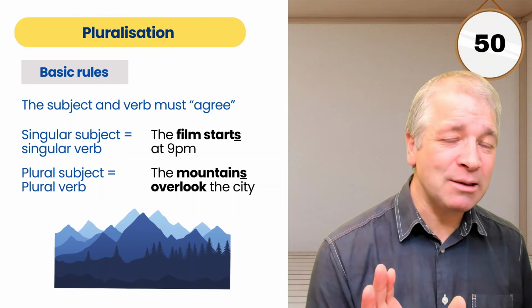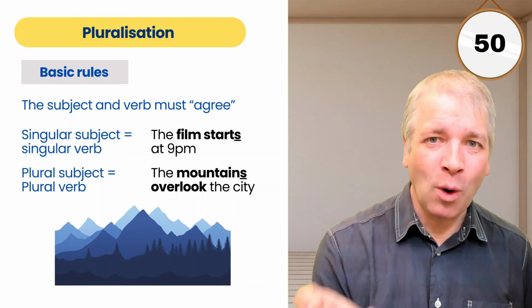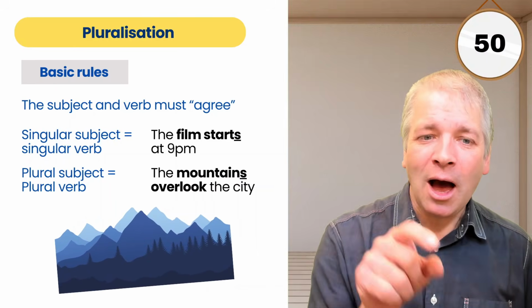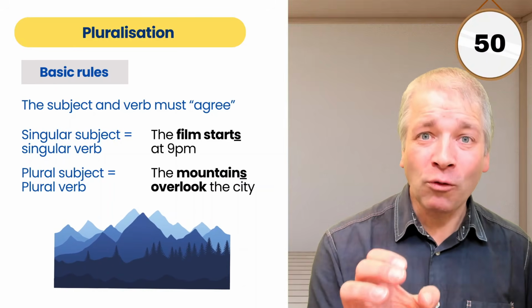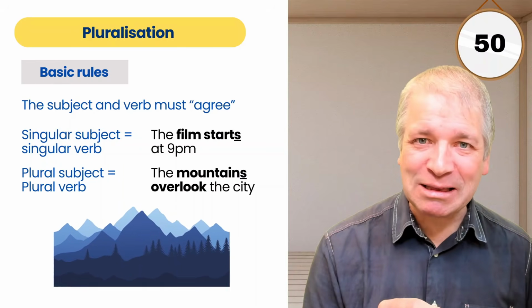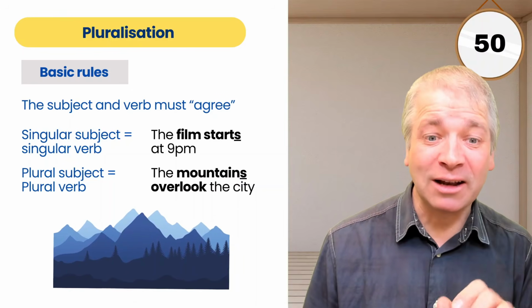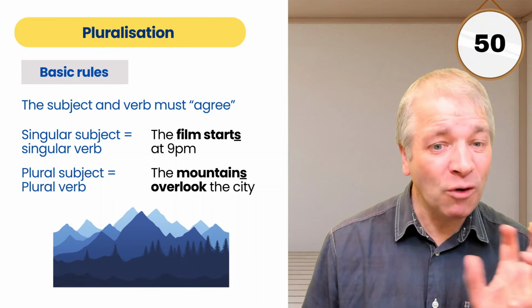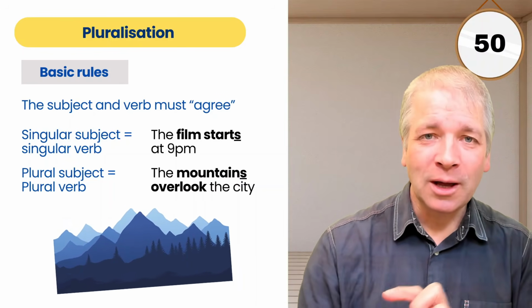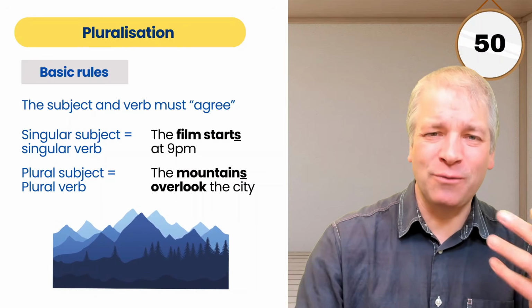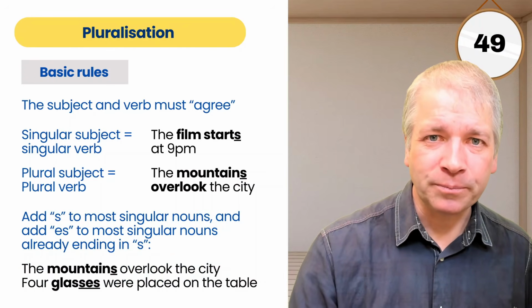But mountains is more than one. There's more than one mountain in the picture here. Overlook is the plural form of the verb. It doesn't have the S. And these two agree as well because we have a plural subject, mountains, and we have a plural verb, overlook. And this is what you must do with the subject and verb in the basic rules.